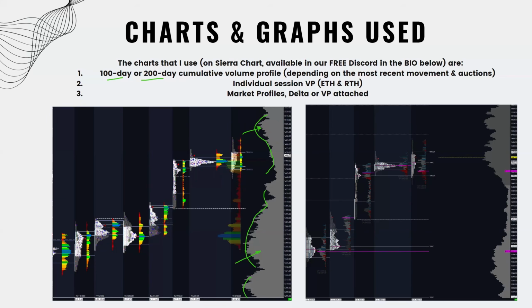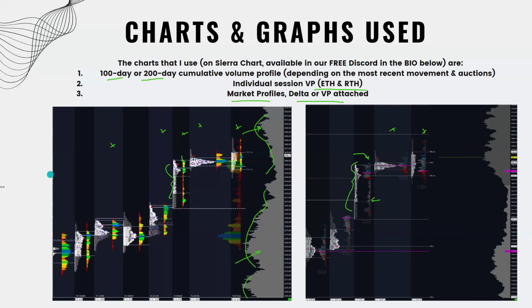And then I'll use an individual session volume profile. I'll explain it to be the extended trading hours and the regular trading hours. The extended trading hours are the light blue figures, the regular are the dark blue figures in both charts. And then market profiles, delta, and volume profiles attached. So these guys over here, this is the market profile, this is the delta. You have market profile and an individual session.